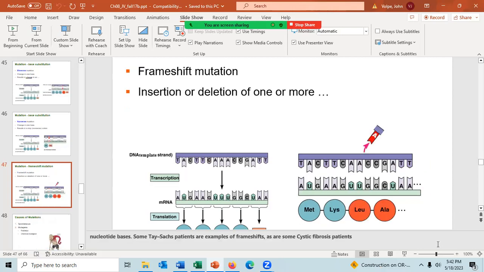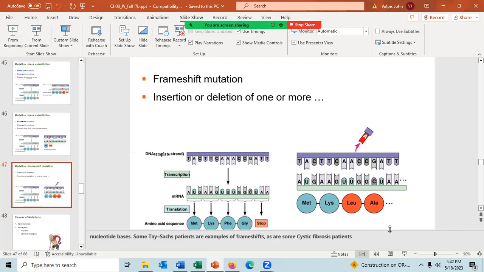All right, let's talk about the frame shift mutation. A frame shift is an insertion or a deletion of one or more bases. So here we have AUG, AAG, UUU, GGC, encoding the amino acids methionine, lysine, phenylalanine, and glycine. And we have a frame shift mutation where one nucleotide is removed. And it looks like we're taking out the AAA and we're removing one of the A's.